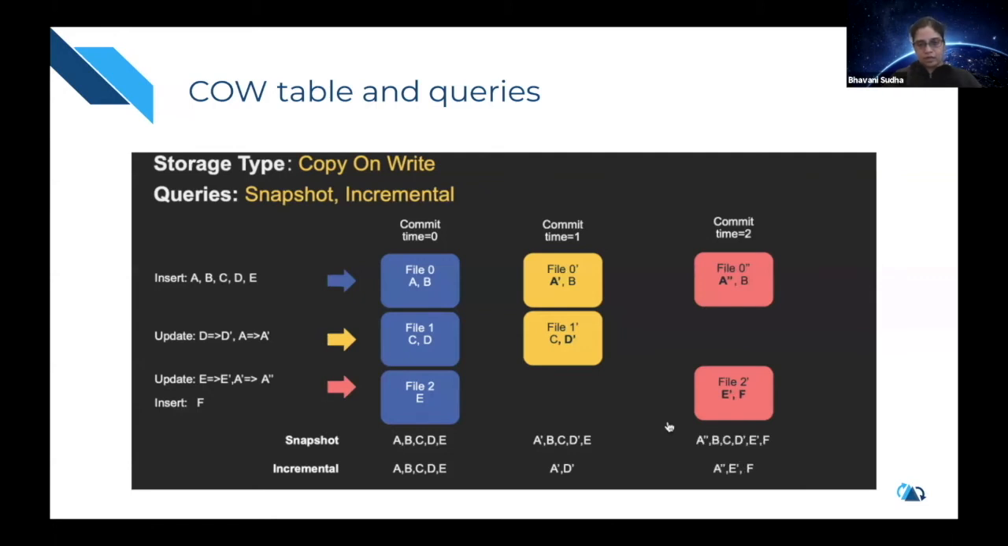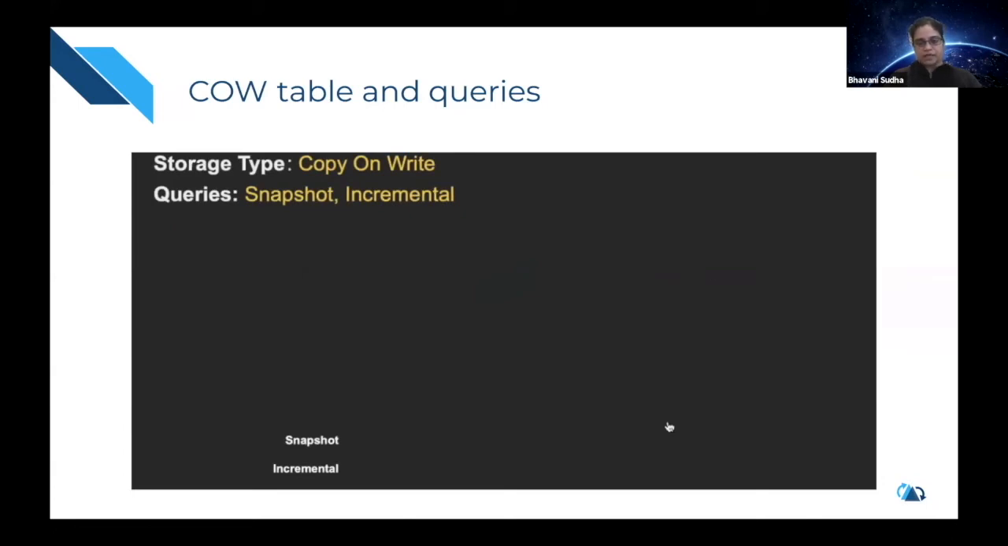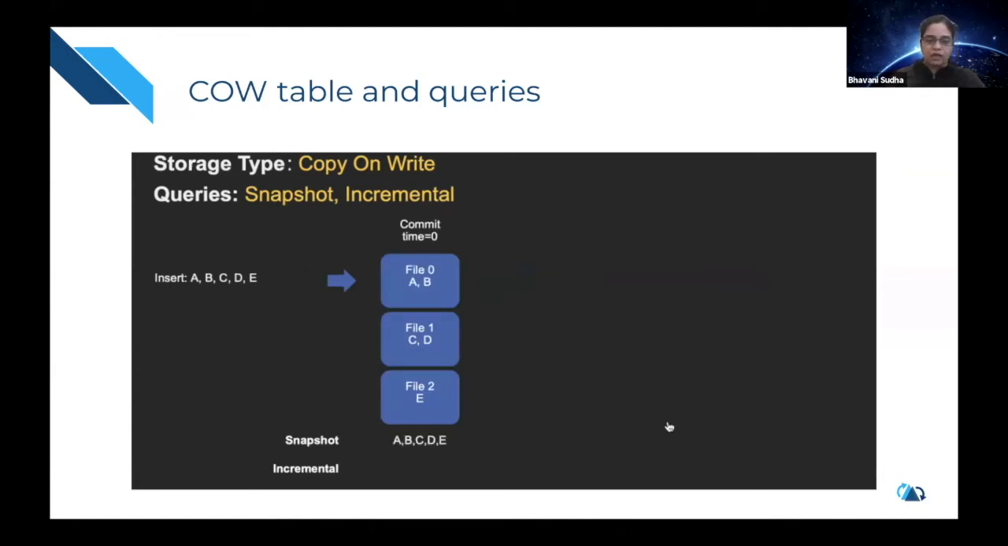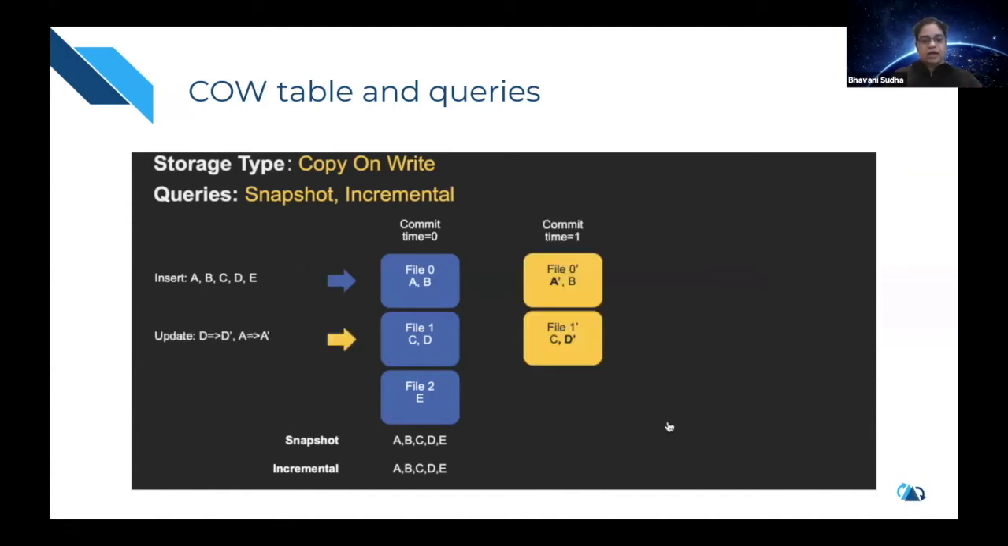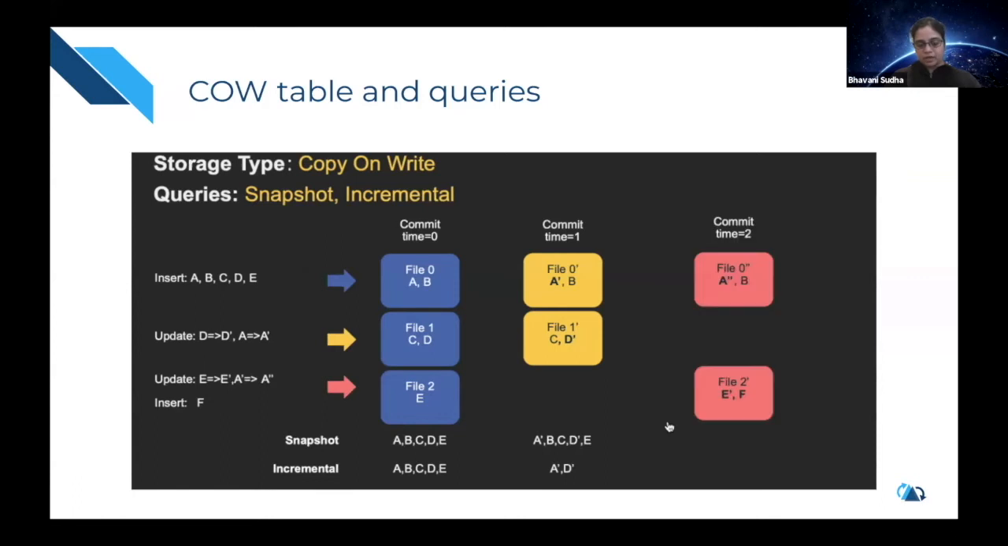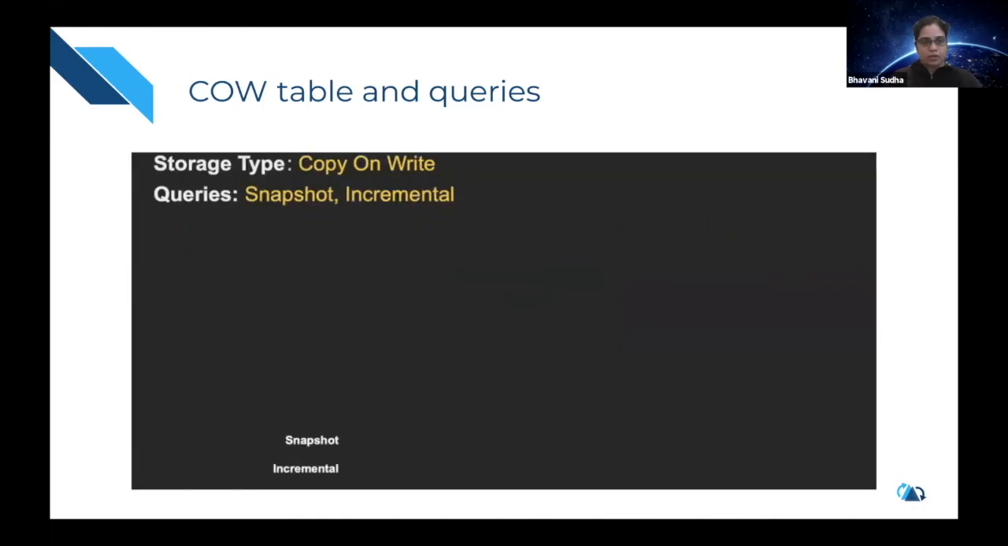For a copy on write table, you can see the files are rewritten. For example, here file 0 and file 1 are rewritten as file 0 prime and file 1 prime. And then this keeps happening for every batch of updates. If you see the queries, the snapshot query at any point in time reads the most recent value for all the records, whereas incremental queries would just give the changes that happened since the previous time. For example, at time T1, the incremental query would just yield A prime and D prime. So that's what happens in a copy on write table.